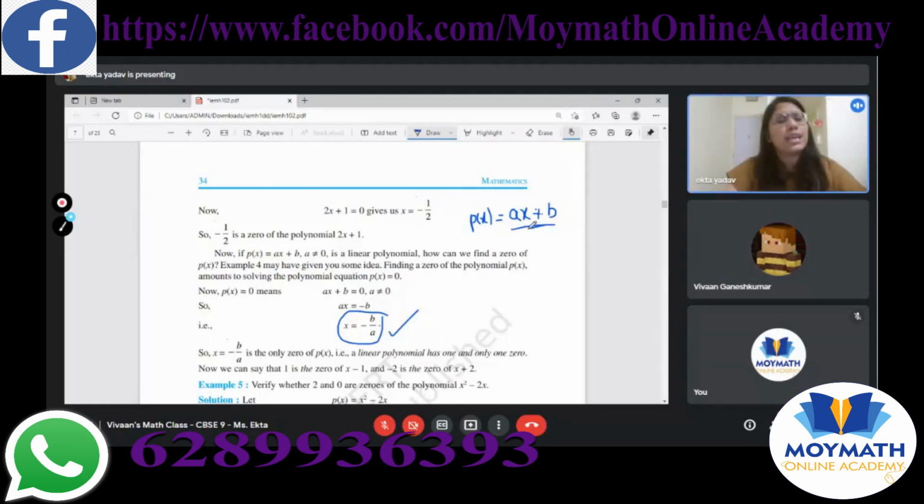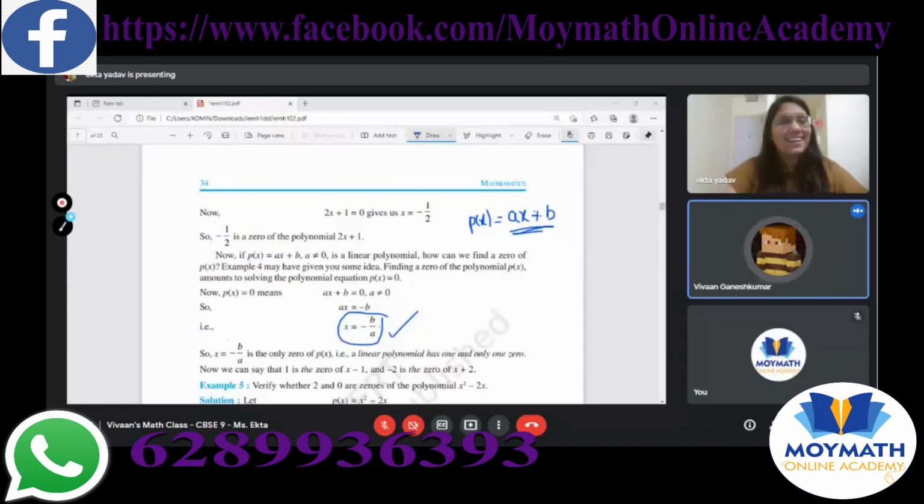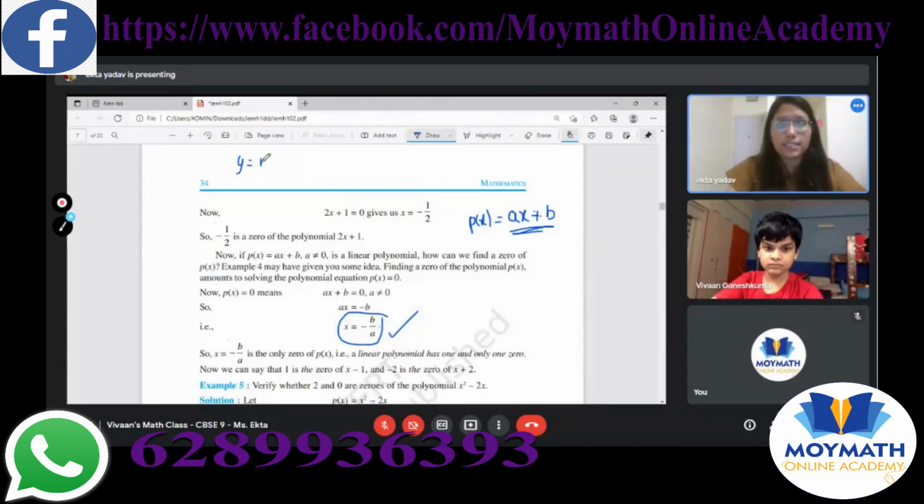Okay, and look at this statement. This is the same kind of equation we use in coordinate geometry. What is the equation of a line? Equation of a straight line. Y is equal to mx plus c. You know that? No? Okay. The standard equation of any line is always represented by y is equal to mx plus c.